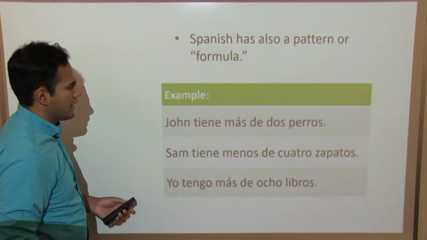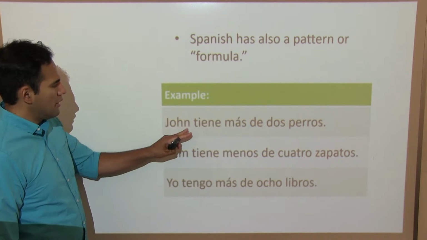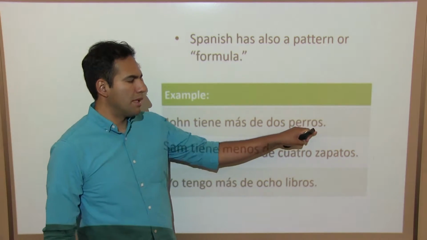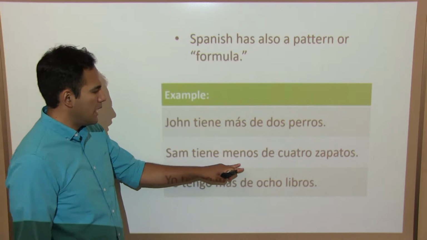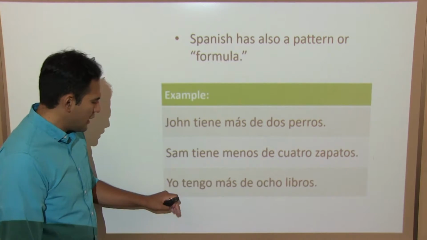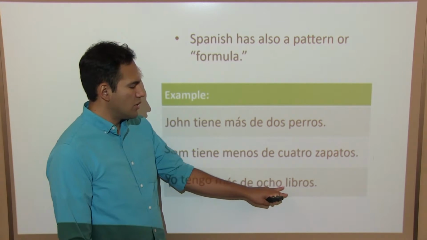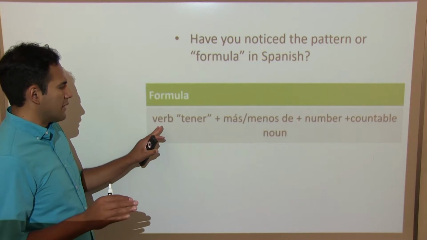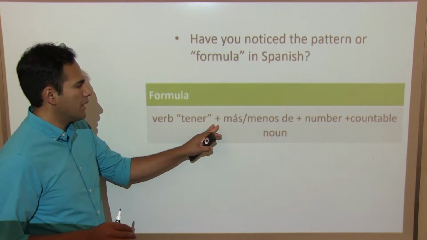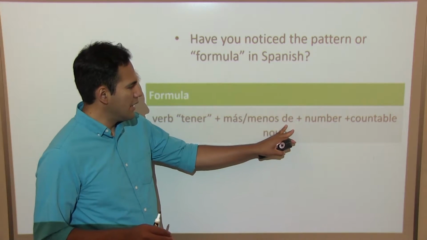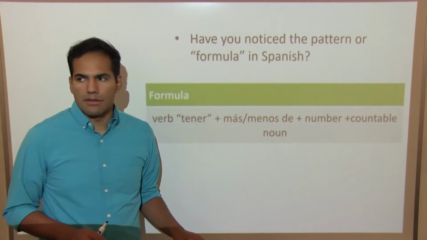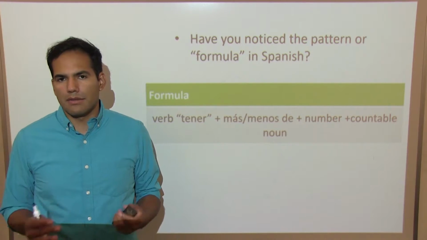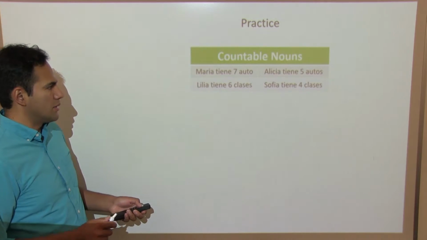So now let's look at examples in Spanish. John tiene más de 2 perros. Sam tiene menos de 4 zapatos. Yo tengo más de 8 libros. So this is a formula again. Verb to have plus más or menos, number and countable noun. So these are the basic formulas that we need to use.